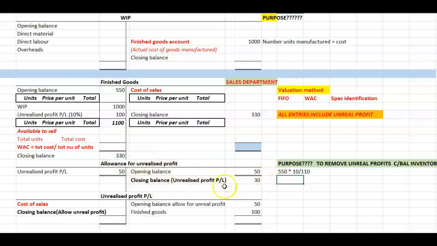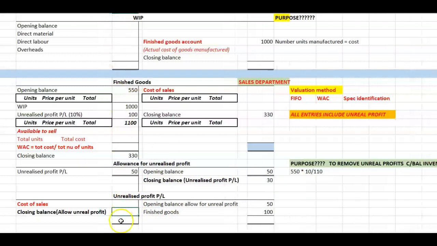Good. I cannot do a one-legged entry. So if I want to create at year-end an allowance for unrealized profit of 30, I have to do the counter leg of that transaction here. Let's do it here. Just give some more space. 30. Good.